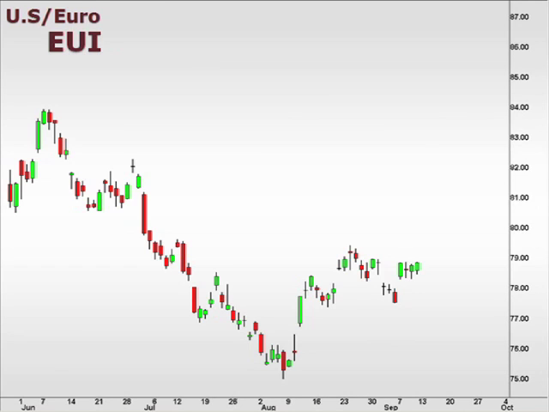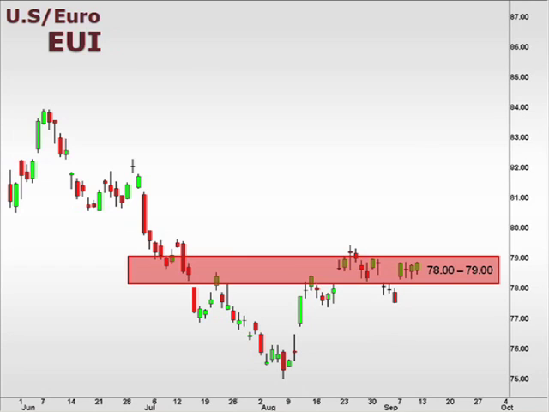Next up, the EUI, the U.S. versus the Euro. Well, the EUI spent last week consolidating within the 78-79 focal zone. A break above 79 opens the window for a push towards 80-81.